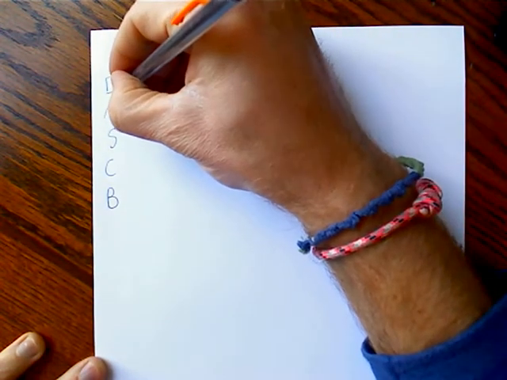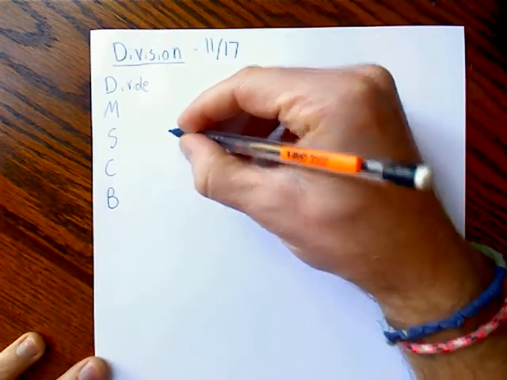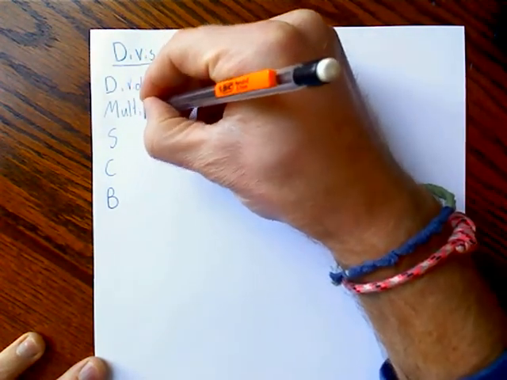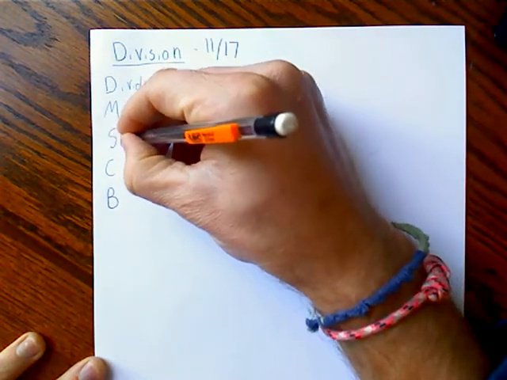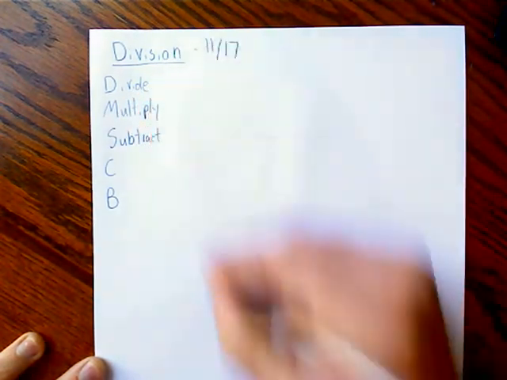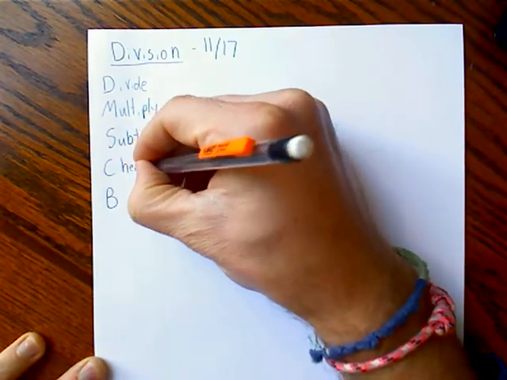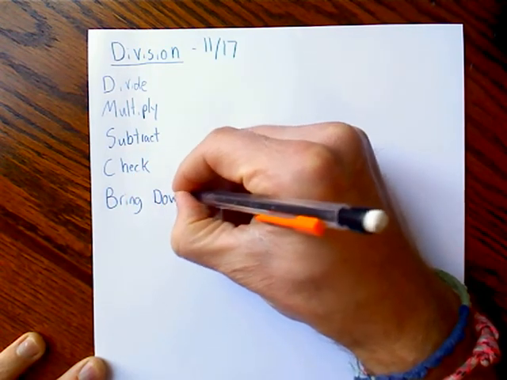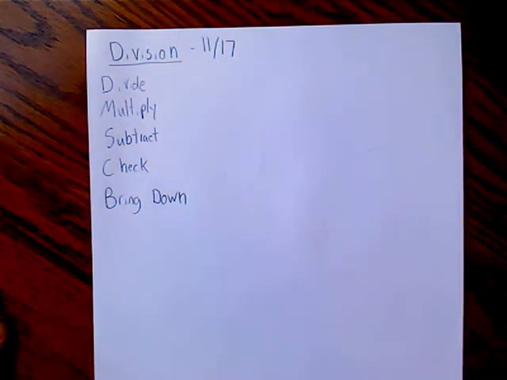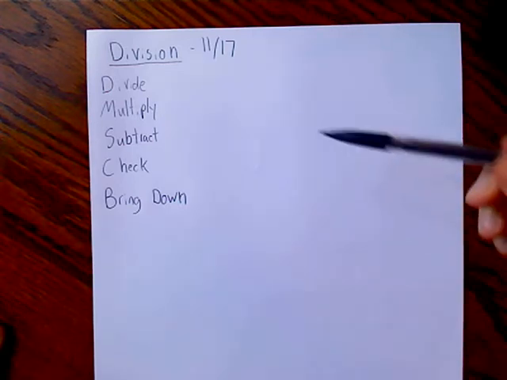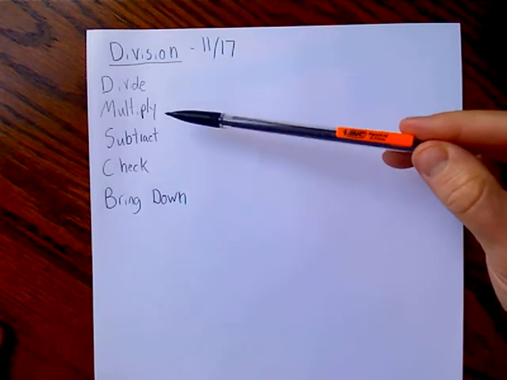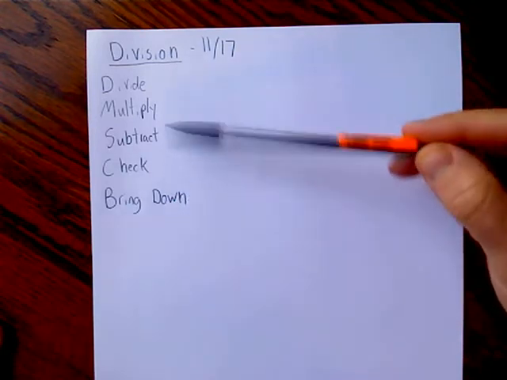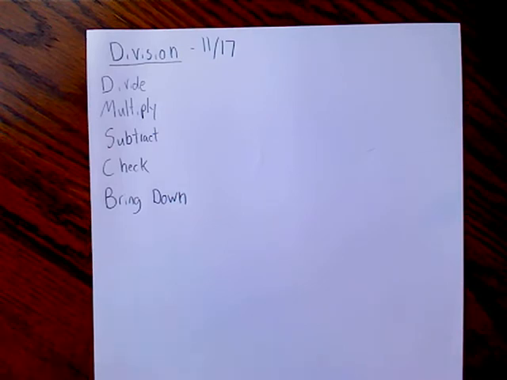So the D stands for divide. The M stands for multiply. The S stands for subtract. The C stands for check. And the B stands for bring down. Okay, another acronym that you might have used before is Dracula's mother sucks chicken blood. I think that's too violent and scary, so I like to keep it PG. Does McDonald's sell cheeseburgers? Okay, so we're going to use all of these terms in our long division problem.